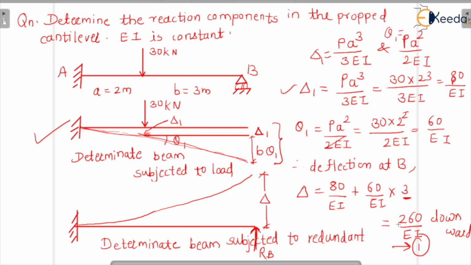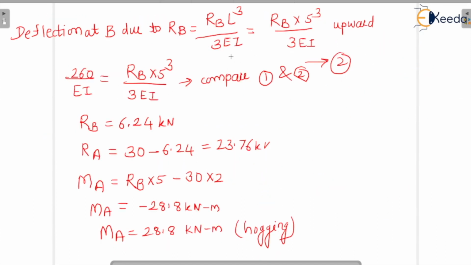Once we get the total deflection, we go to the second case, that is the upward deflection. For this, we calculated again using the PL cube by 3EI formula. With this, we compared equation number 1 and 2 and calculated the support reaction. Once you get one support reaction, we simply use RA plus RB is equal to 30 kilonewton. This is the basic equilibrium equation: summation of forces in y direction is 0. Then simply substitute values and get RA and RB.